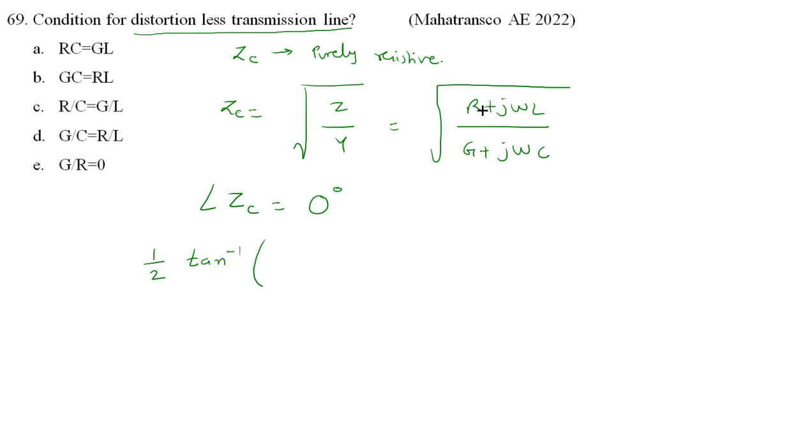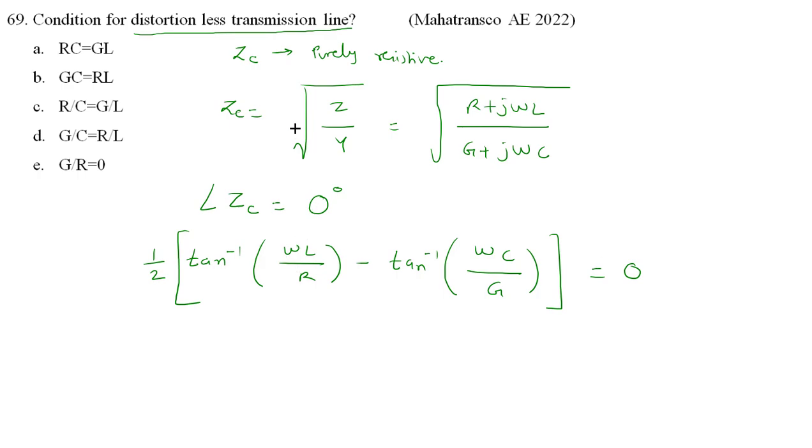Now how to determine the angle? If a rectangular form is given, so tan inverse of the imaginary term omega L divided by R, minus tan inverse of the angle of the denominator, that is omega C by G, that is equal to 0. Because we know that for resistance there is no question of angle because it is a real term. So angle of ZC should be 0. This is nothing but this raised to 1 by 2. So 1 by 2 into the angle, tan inverse omega L by R minus tan inverse omega C by R. So if we simplify this, the 1 by 2 will go to the other side, it will be 0. So tan inverse omega L by R equal to tan inverse omega C by R.